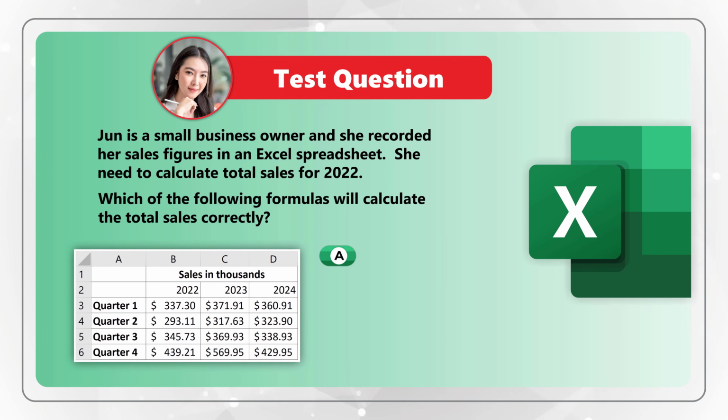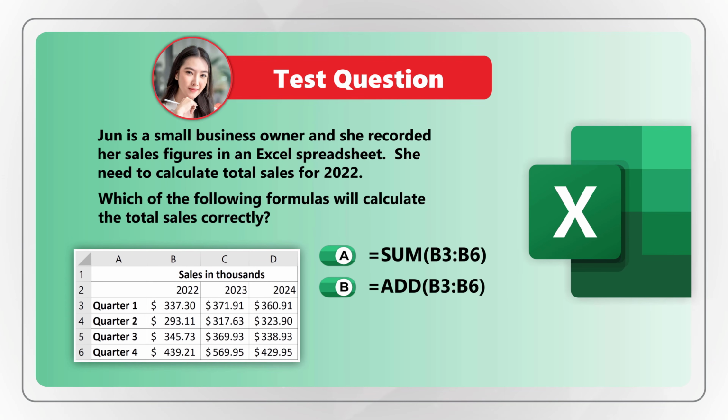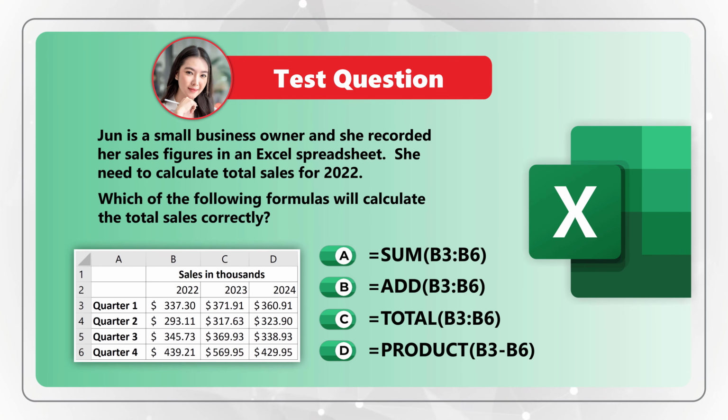choices. Choice A: equals SUM(B3:B6). Choice B: equals ADD(B3:B6). Choice C: equals TOTAL(B3:B6). And last but not least, choice D: equals PRODUCT(B3-B6). Do you know the answer?